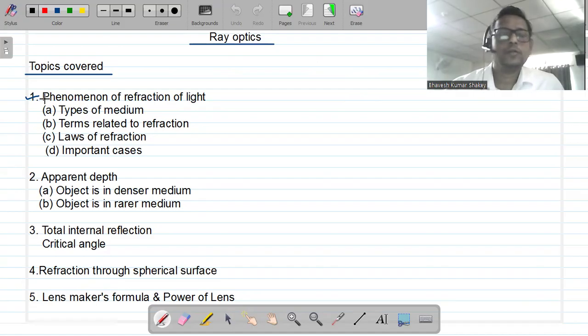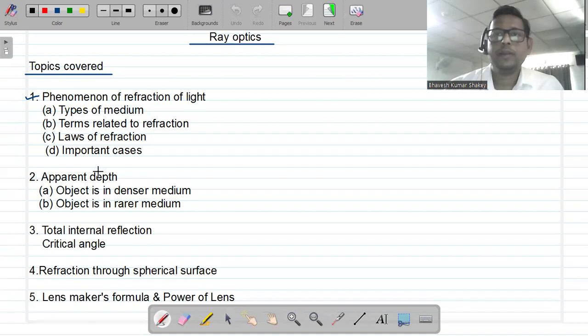Okay, so the topics are: first topic is phenomena of refraction of light, and in phenomena of refraction of light we will go through the following subtopics: types of medium, terms related to refraction, laws of refraction, and then some important cases. Now after that we'll take the second topic, and second topic is apparent depth.